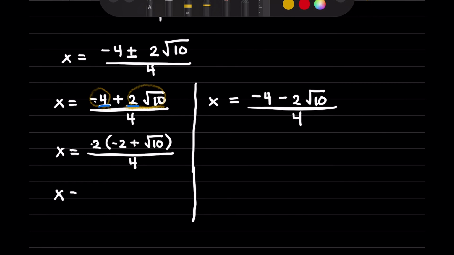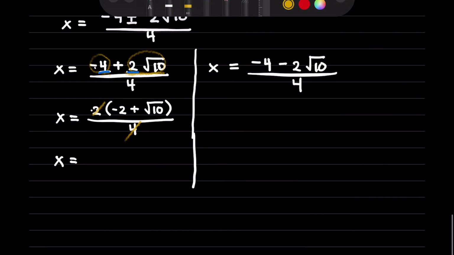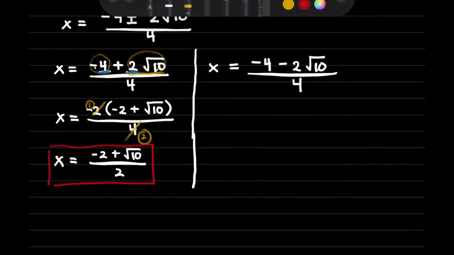So, ngayon yan, ang gagawin natin dyan is ilo-lowest term natin, si 2 and 4. So, anong pwede mag-divide kay 2 and 4? That's 2. So, 2 divided by 2, that's 1. And 4 divided by 2, that's 2. So, ngayon yan, since 1 na lang to, ang matitira na lang is negative 2 plus square root of 10 all over 2. So, eto na yung answer natin, yung first root natin. So, hindi na natin niya masisimplify kasi simplified na siya.